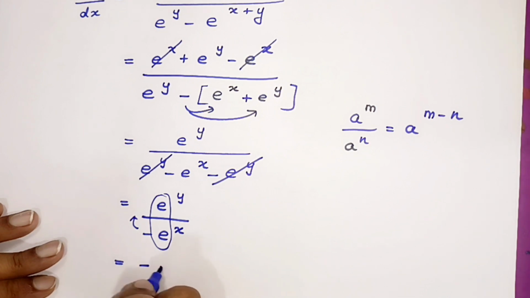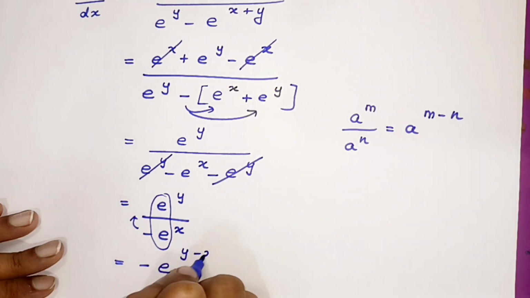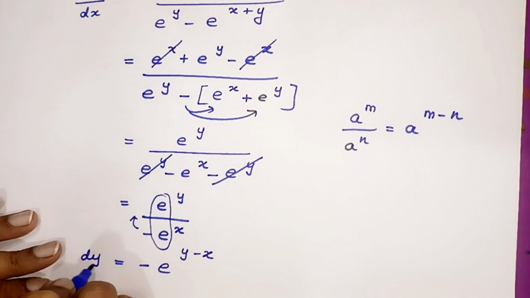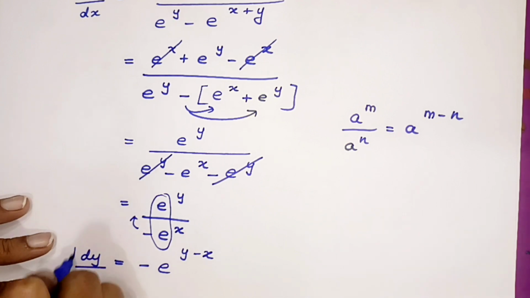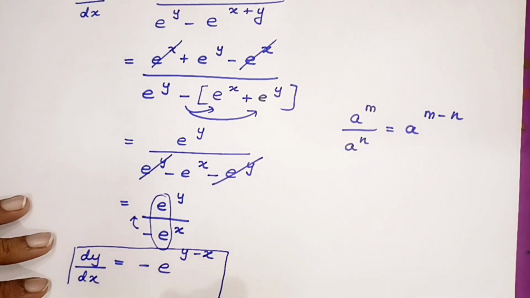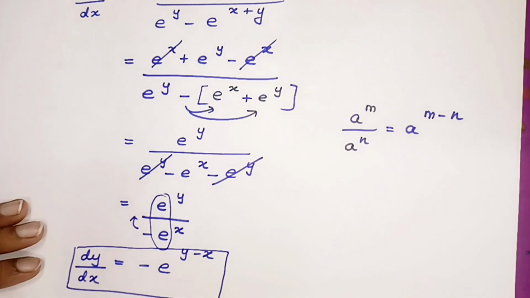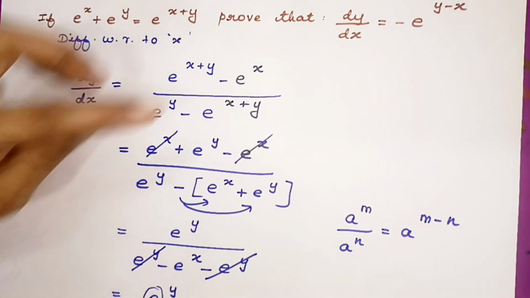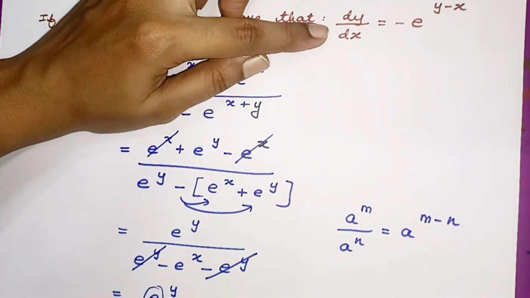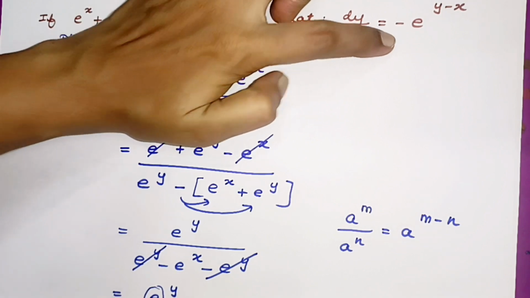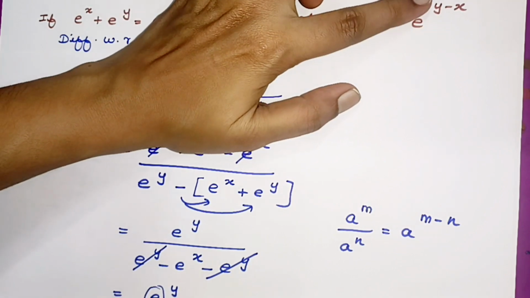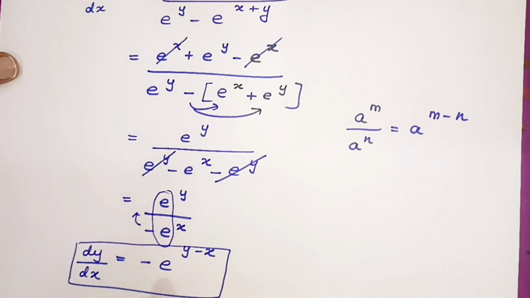So in the same way, I am taking this one as e power y minus x. So what is the result we have obtained now? dy by dx is equal to minus e power y minus x. Let us see the question. dy by dx is equal to minus e power y minus x. We have obtained the result now.